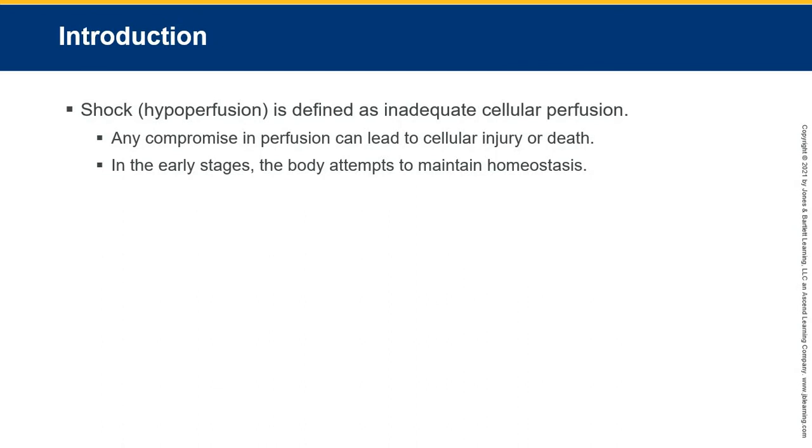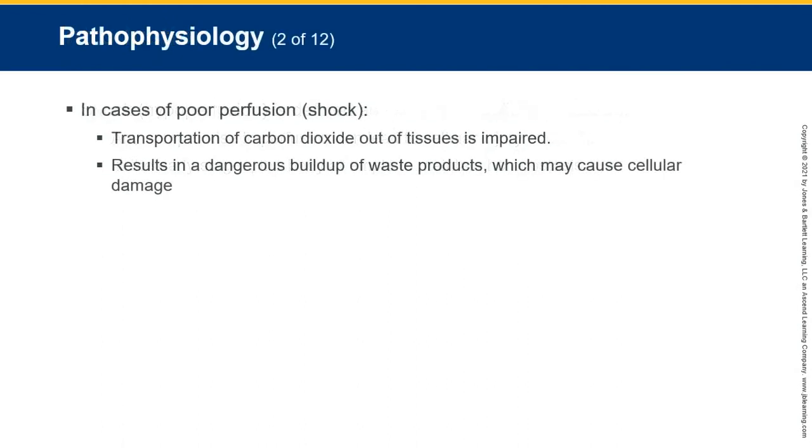So in the early stages, the body maintains homeostasis, which means that it tries to keep the status quo as best it can, which is basically what homeostasis is. So during shock, it can't transport carbon dioxide out of those tissues, so that's impaired. And what's going to happen is waste products are going to build up that cause cellular damage. Things like lactic acid are going to build up in your cells, and then that's going to cause them to break apart and die.